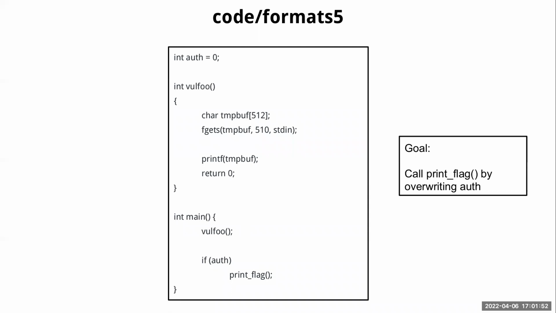So this is format string level 5. The goal here is just to overwrite a global variable. We have a global variable auth.